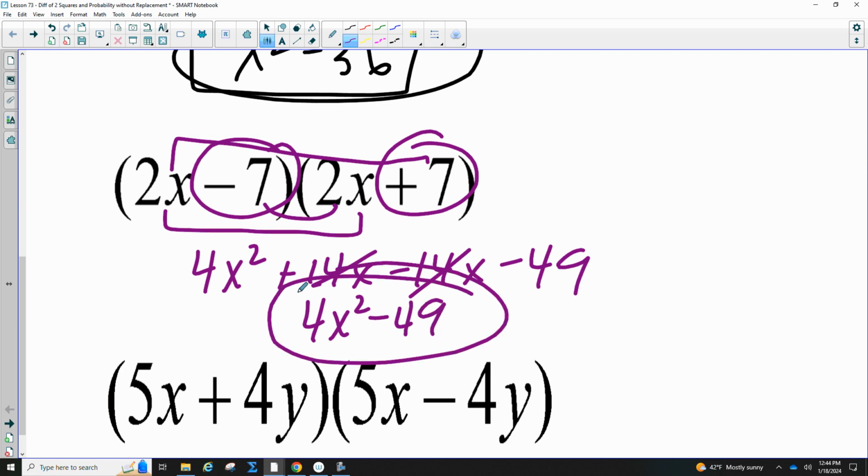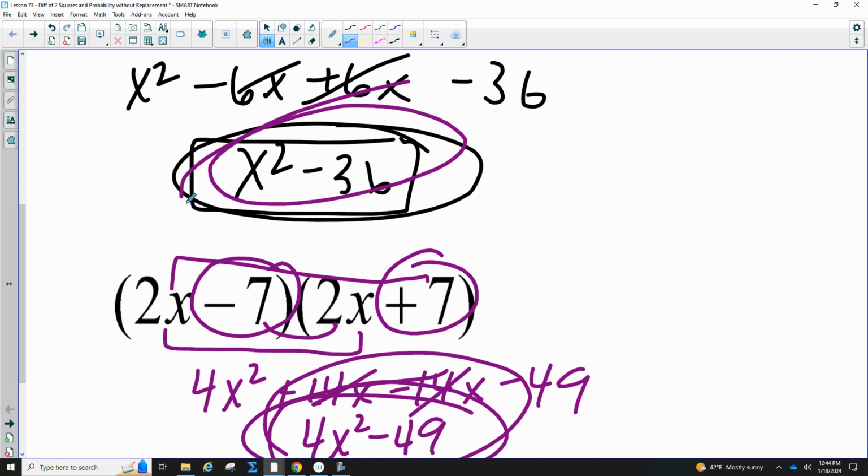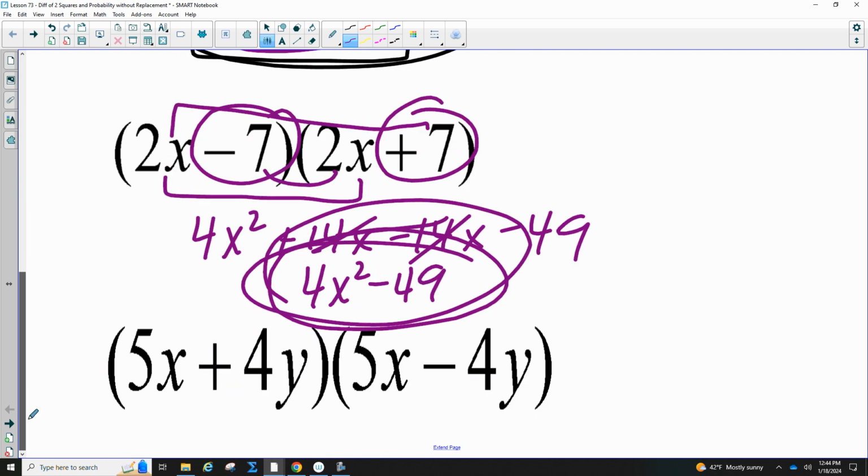How do I know? There's a minus sign. Is 4 a perfect square? Yes. Is 49 a perfect square? Yes. Is x squared a perfect square? Yes. How many terms are there? 2 terms. Okay. So we're going to work our way backwards. I'm not going to do that one.